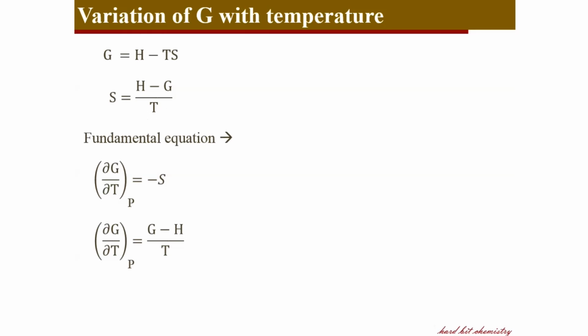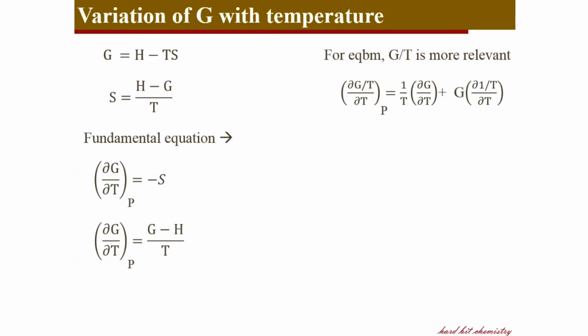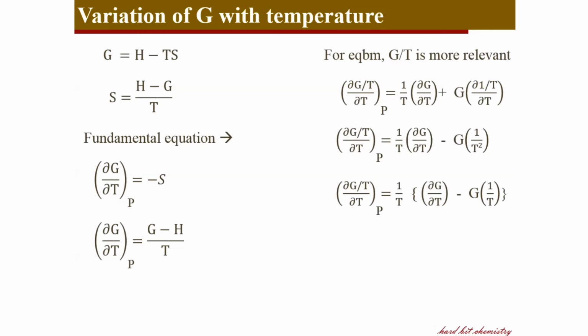If you want to talk about equilibrium conditions, temperature is a very important factor, because temperature influences the equilibrium, and the equilibrium is governed by free energy such that the change in free energy is 0, or the free energy on both sides of the equilibrium is the same. So at equilibrium, we talk more about the G by T term than G. So we look for the derivative of G by T with respect to temperature. By performing the derivative operation, we reach this expression.